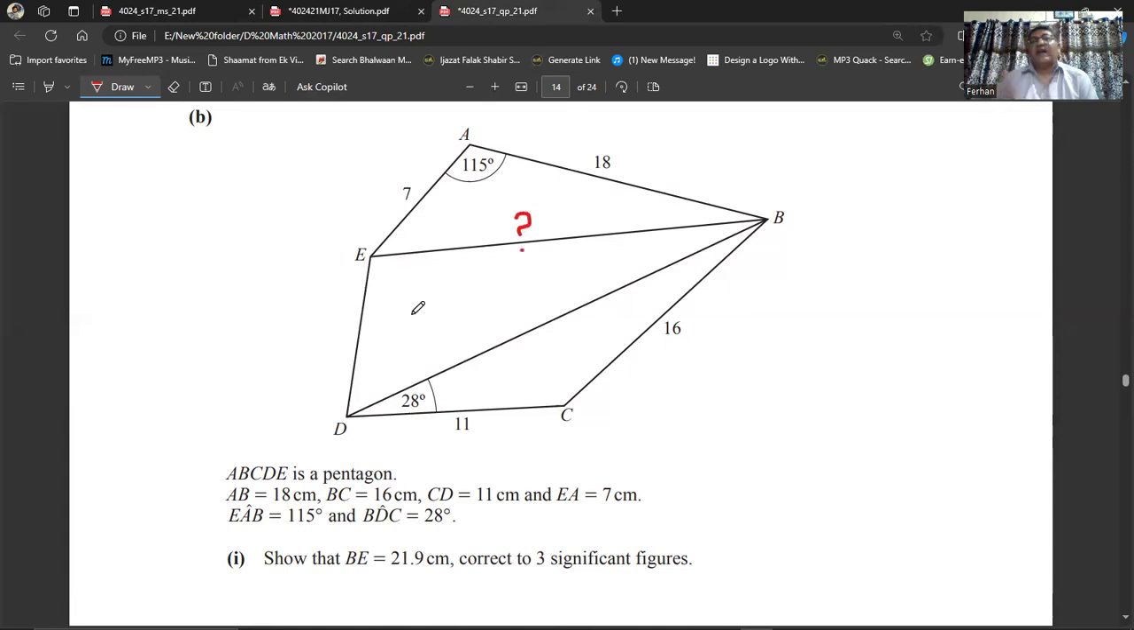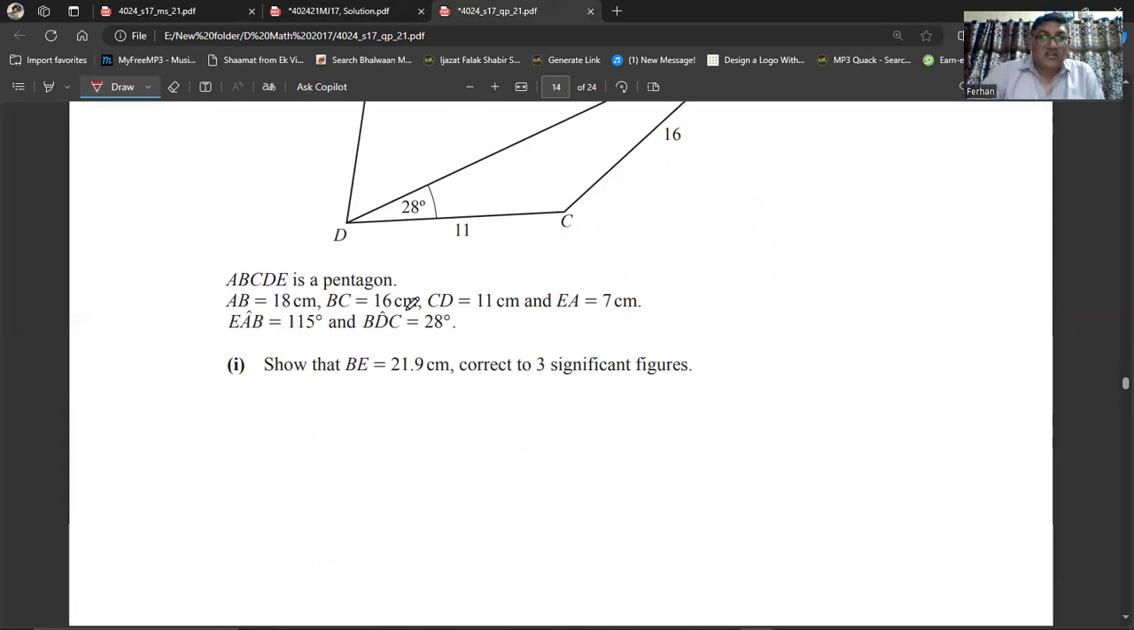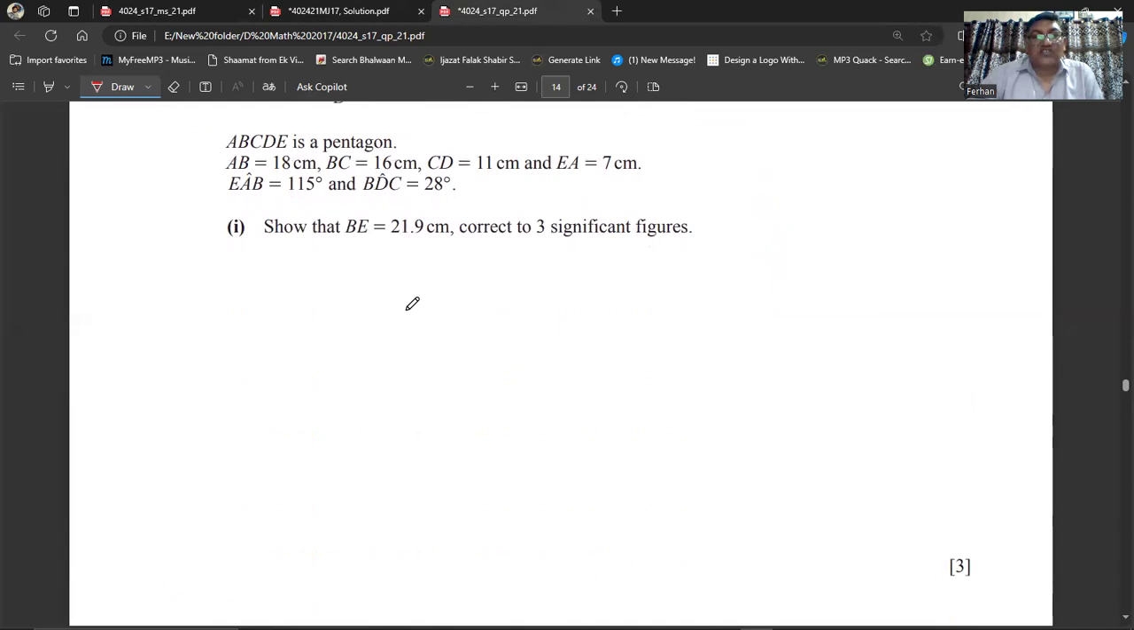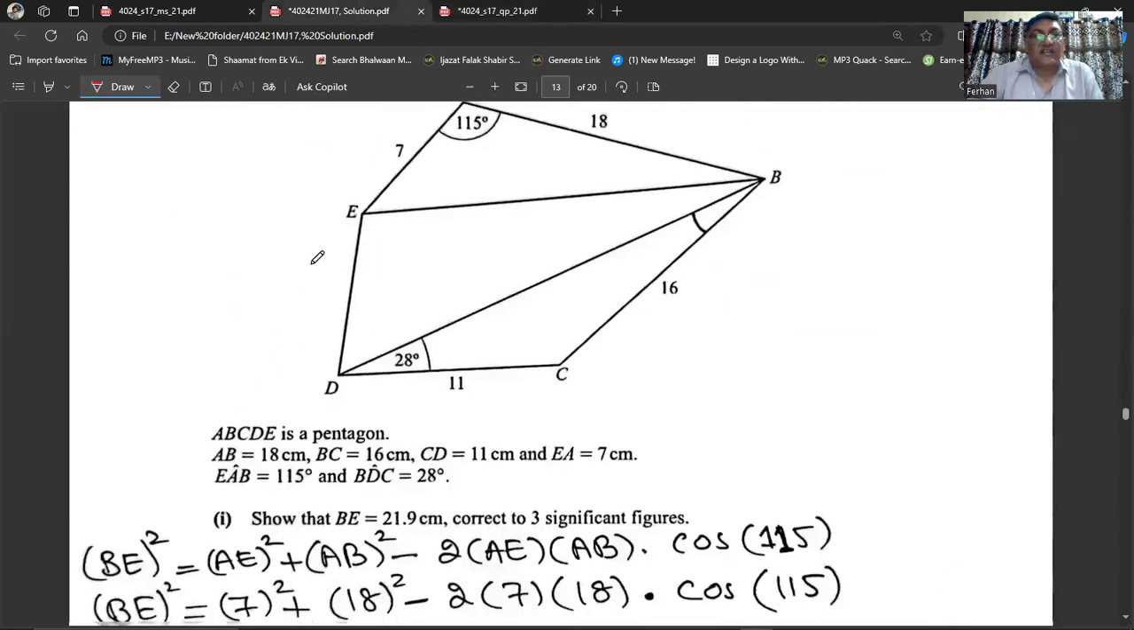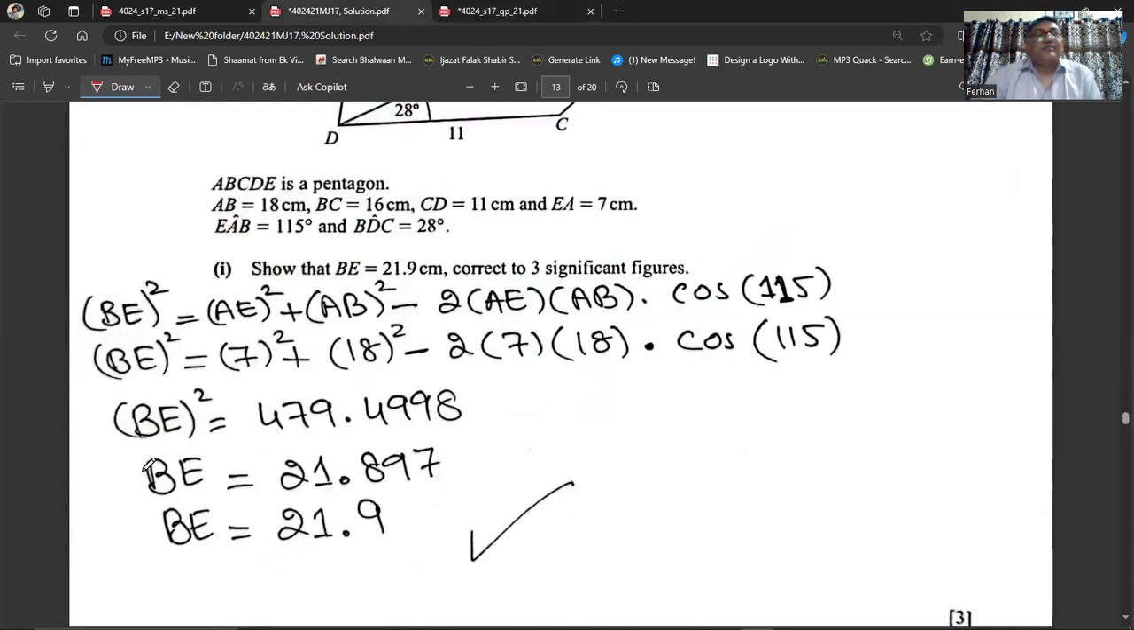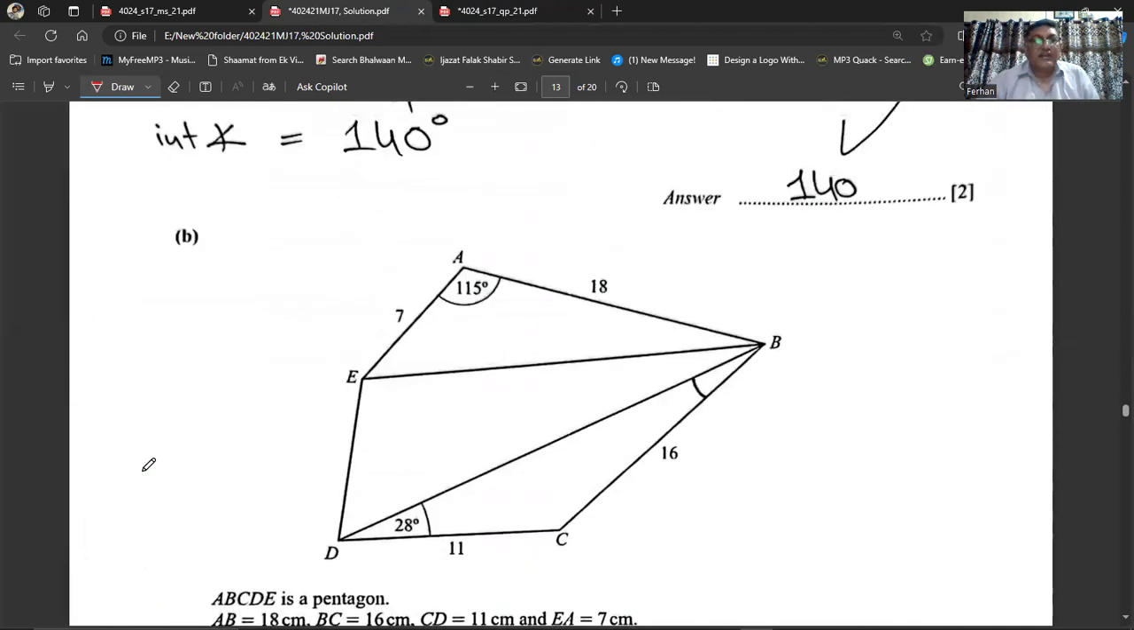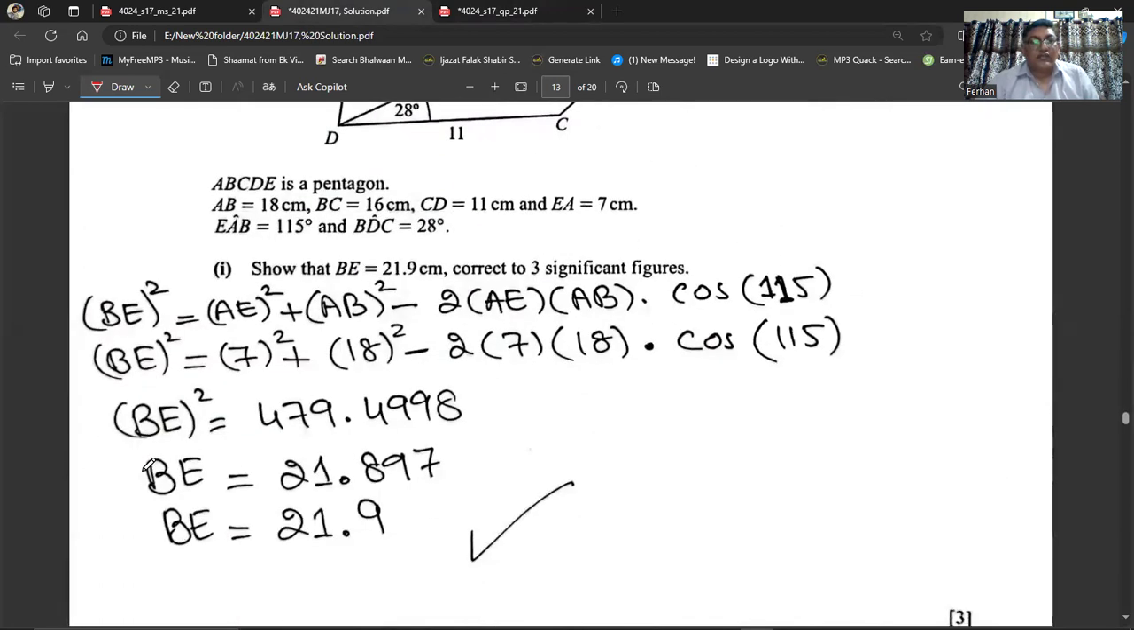Okay, so I will apply the law of cosine. It's a 3 marks question. So here you go. BE square is equal to, according to the cosine rule, AE square plus AB square minus 2 multiplied by AE multiplied by AB multiplied by cos 115. This angle's name can be written BAE. So it will be 7 square plus 18 square minus 2 into 7 into 18 into cos 115.